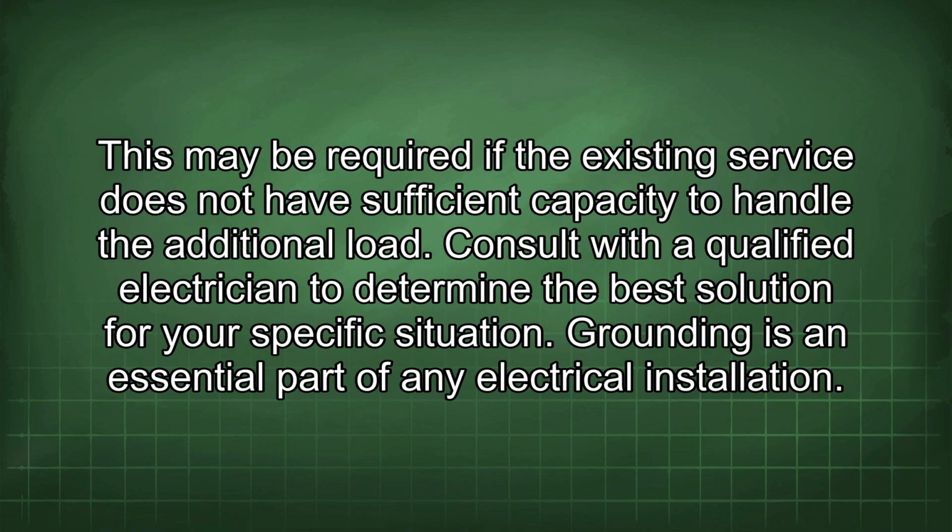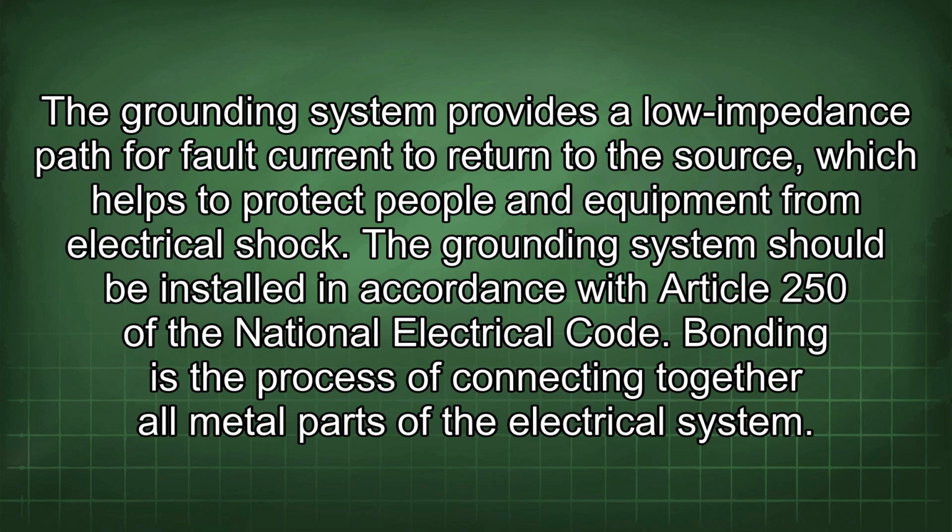Grounding is an essential part of any electrical installation. The grounding system provides a low impedance path for fault current to return to the source, which helps to protect people and equipment from electrical shock. The grounding system should be installed in accordance with Article 250 of the National Electrical Code.